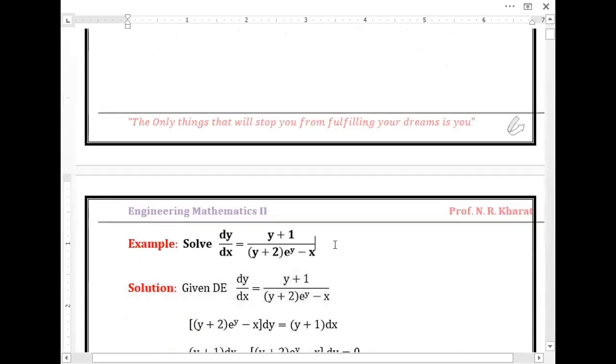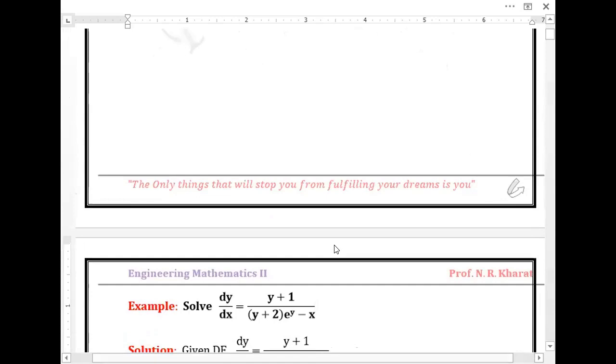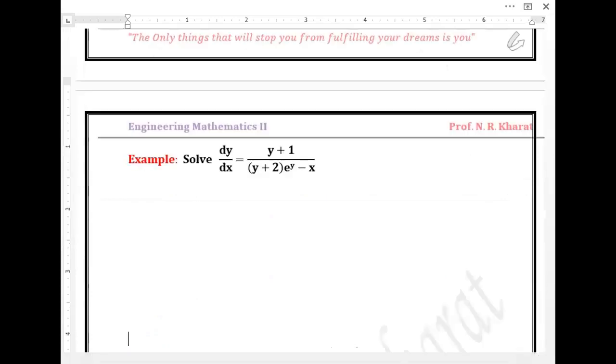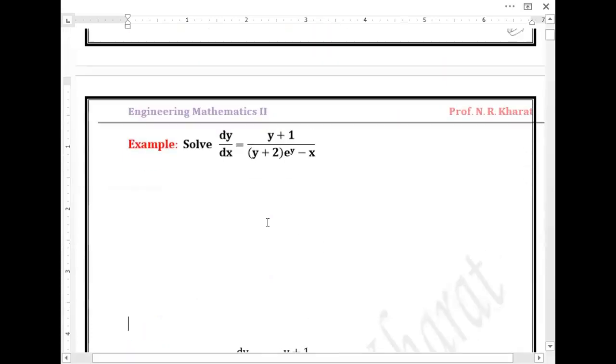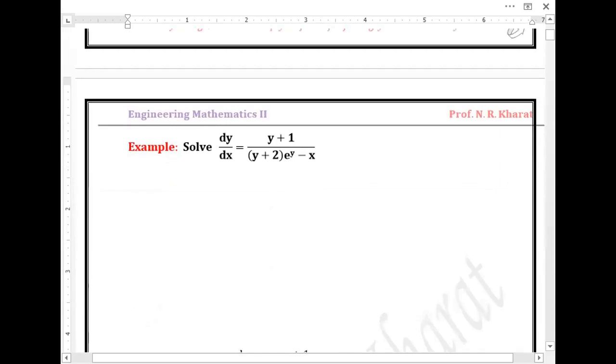First, we have to know the procedure to find the solution. The equation is given, and we have to check whether the given equation is exact or not. The first example is given.